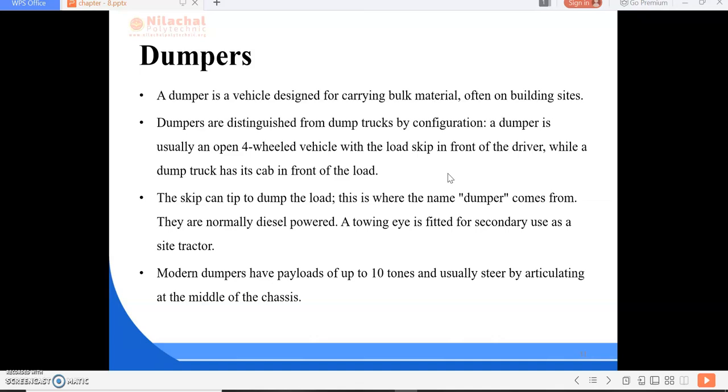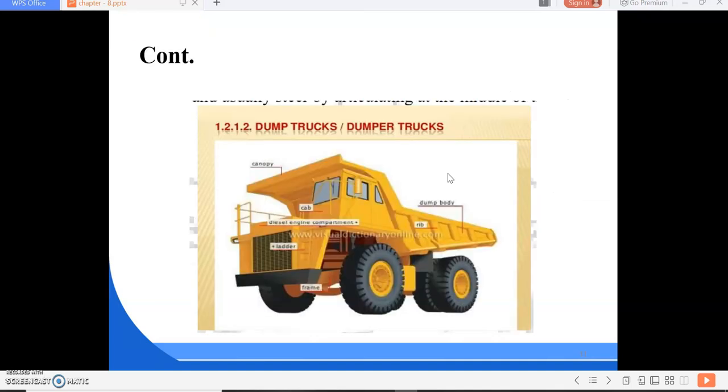They are normally diesel powered. A towing eye is fitted for secondary use as a side tractor. Modern dumpers have payloads of up to 10 tons and usually steer by articulating at the middle of the chassis. So here we can see the image of dumper or dump trucks.